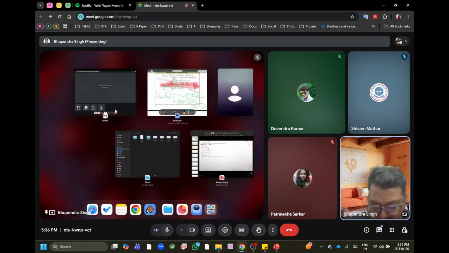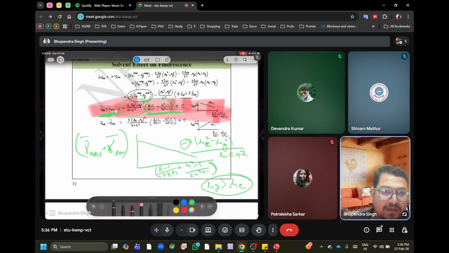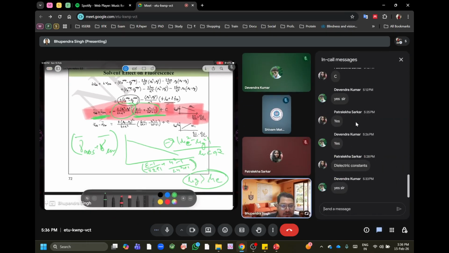Are we missing something? Patlekha, Shivam, Devendra, what are we missing? We are missing something. You can write in the chat box also if you don't want to speak. My slope.